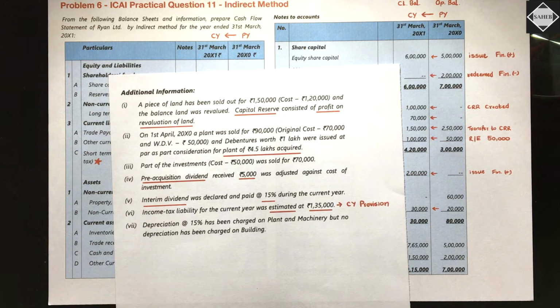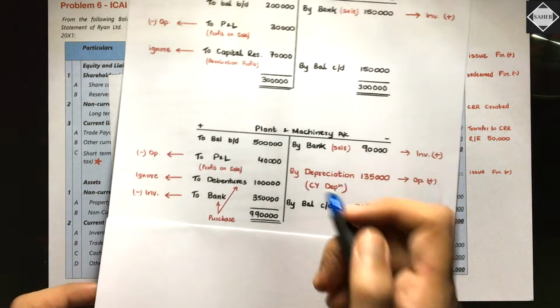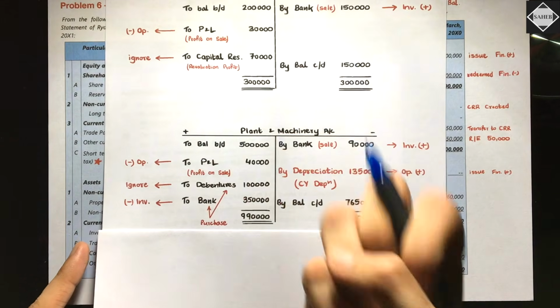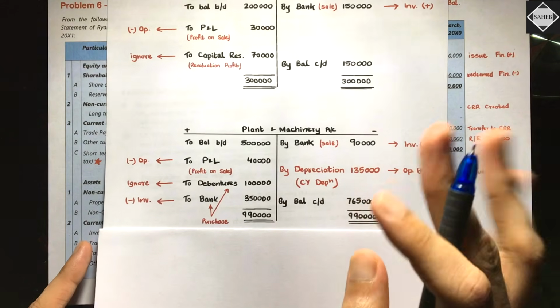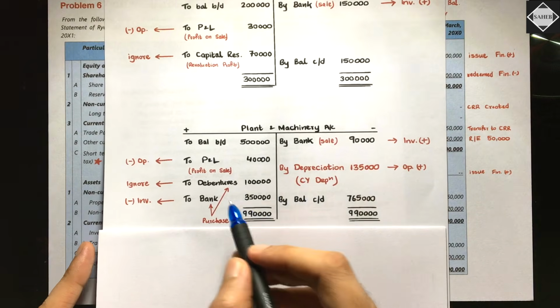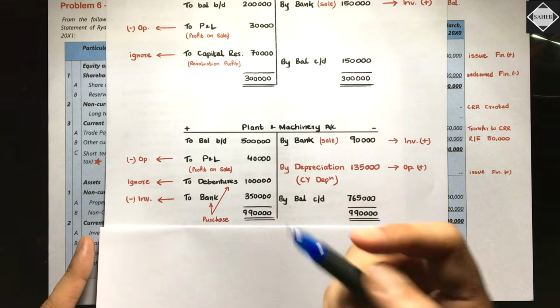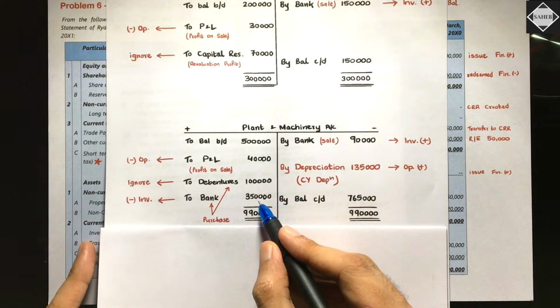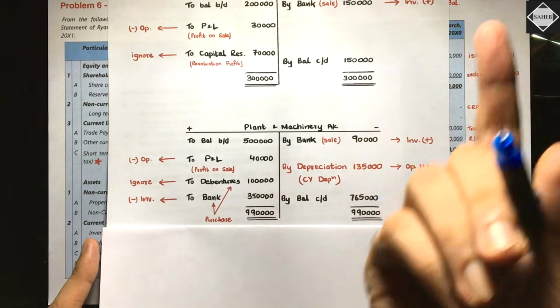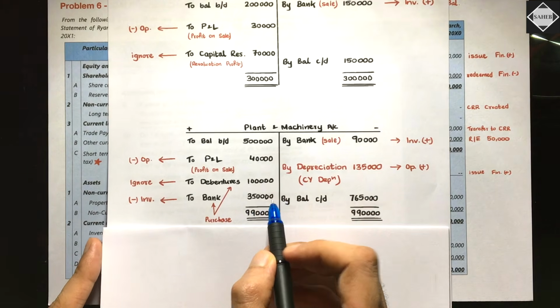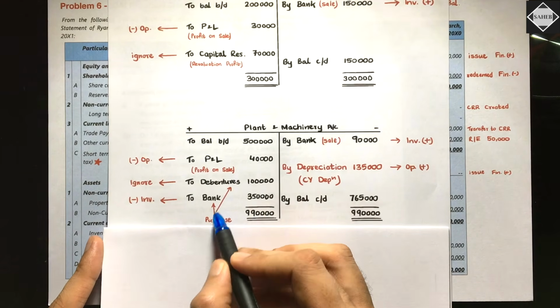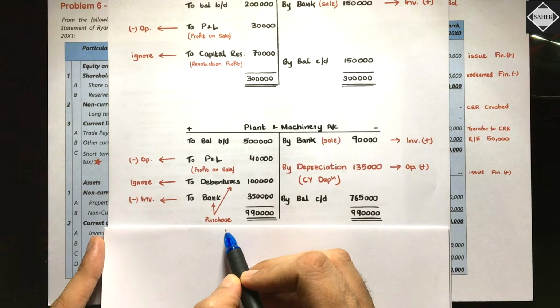So see here, let's do the posting of that. Plant and machinery is increasing. We have bought a plant of 4,50,000. We have given 1 lakh worth of debentures, so to debentures 1 lakh, and then the remaining 3,50,000 we have given in cash, through bank account, of course. So to bank. Is it clear? Okay, these two postings are of purchase of plant.